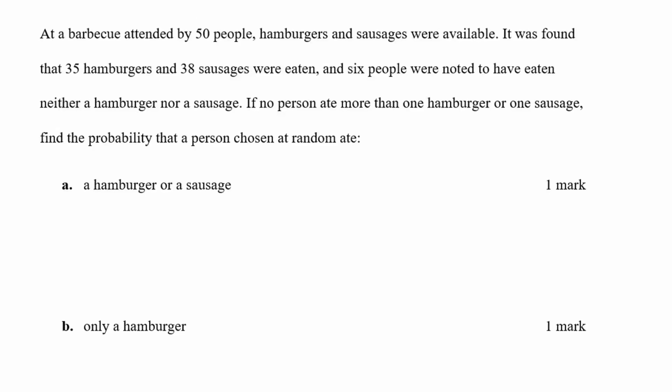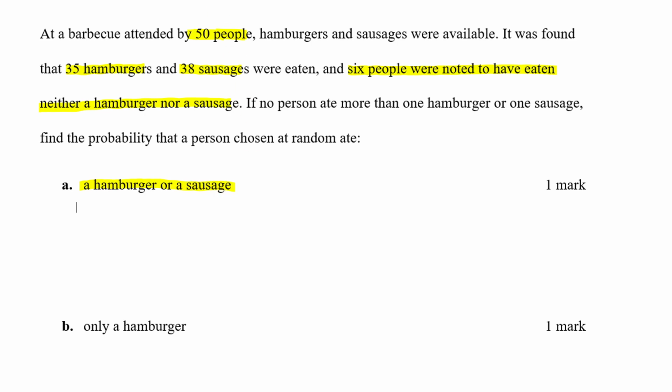We're going to answer this question before us. It says the following. A barbecue is attended by 50 people. Hamburgers and sausages were available. It was found that 35 hamburgers and 38 sausages were eaten, and 6 people were noted to have eaten neither a hamburger nor a sausage. If no person ate more than 1 hamburger or 1 sausage, find the probability that a person chosen at random, and our first one is a hamburger or a sausage.